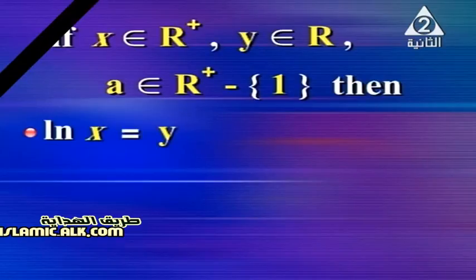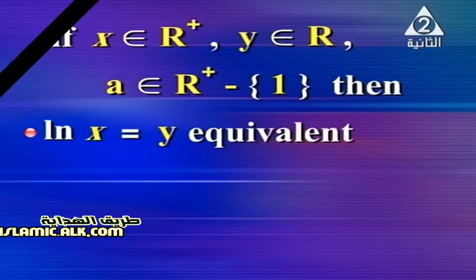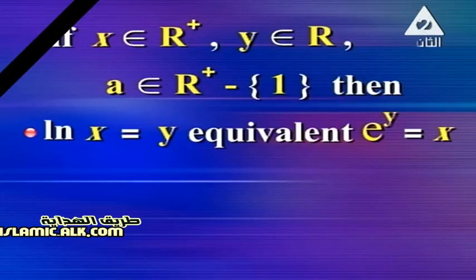The first: when x belongs to R positive. What is R positive? It is the open interval from 0 to infinity. When y belongs to the real numbers, then ln x equals y is equivalent to e power y equals x. Remember, dear student, there is a relation between ln x equals y and e power y equals x. When we find the value of x, we find x equals e power y.